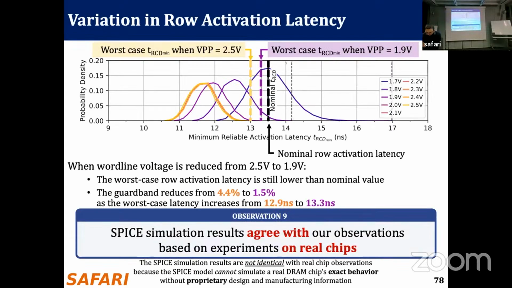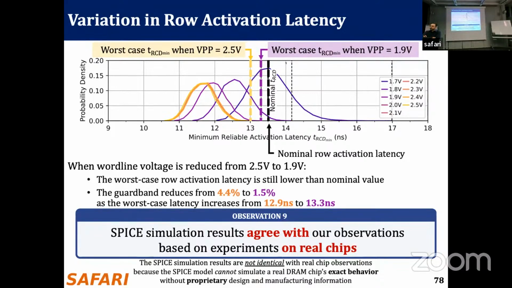Sure. How do you determine 12.9 nanoseconds is the worst case latency? Because I know the testing infrastructure supports increments of 1.5. Did you test with a 12.9 nanosecond latency? Were you able to do that? This is not a real experiment, right? This is just SPICE mode. Okay. Have you checked tRAS or tRP?